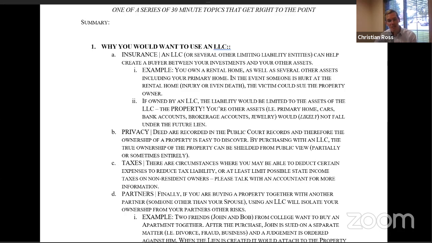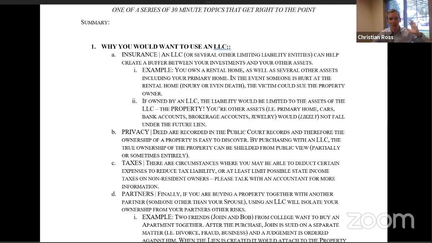If owned by an LLC, so this would be the alternative, the liability would be limited to the assets of the LLC, which in that scenario is just the property. Your other assets, your home, your cars, bank accounts, brokerage accounts, jewelry, anything else that potentially could be lienable would likely not fall under the future lien.